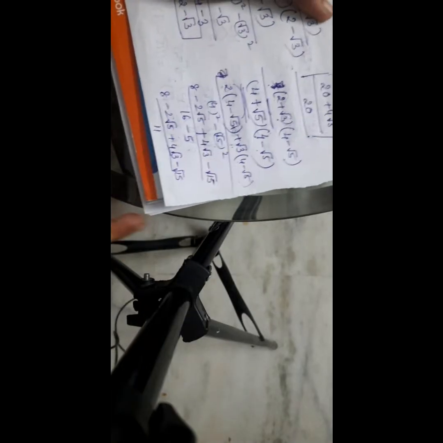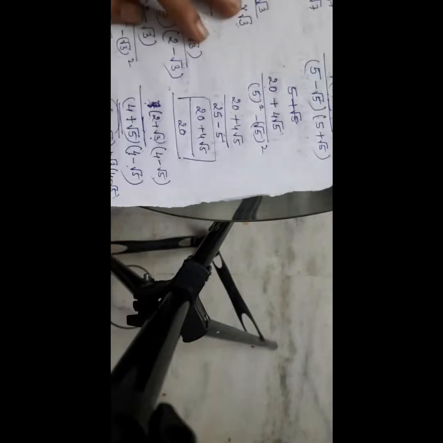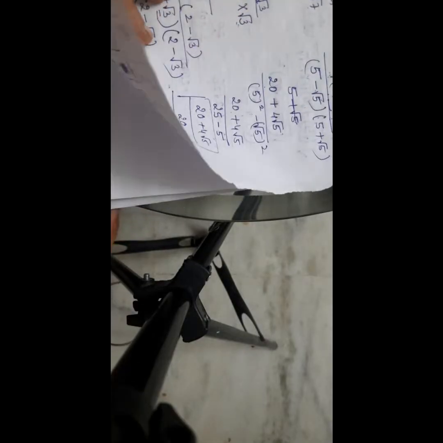This we call rationalization. So this is very simple. Only the number we are multiplying. Nothing else, simple multiplication only we are using to solve the sums. So let's move with one more example.